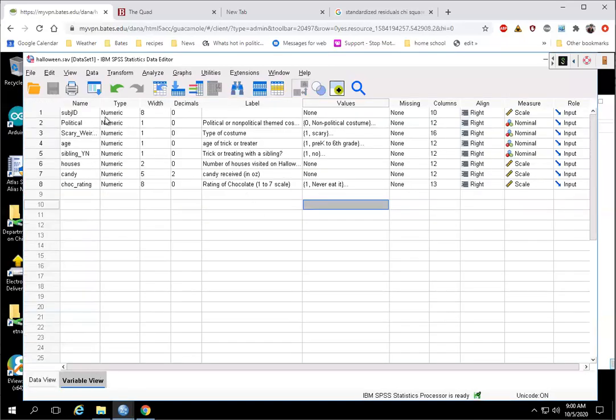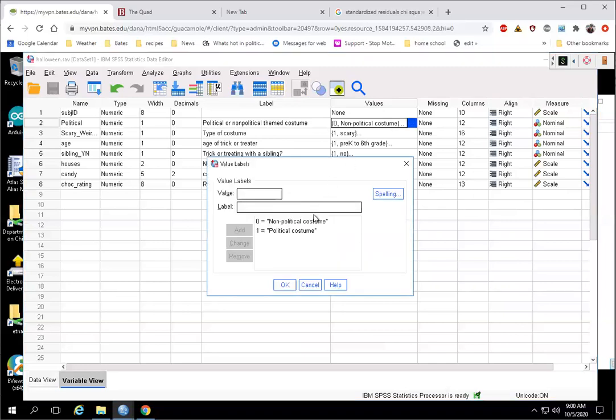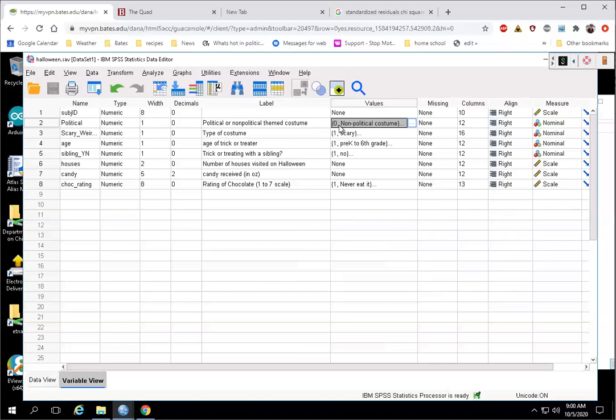In our variable view, we have this political variable. Again, we're looking at people's costumes, and we have two types of costumes. People are either a political or non-political themed costume. So 0 is our non-political, and 1 is our political costume. Based on my analysis from previous years, I've determined that in general, about 80% of the costumes are non-political and about 20% are political.